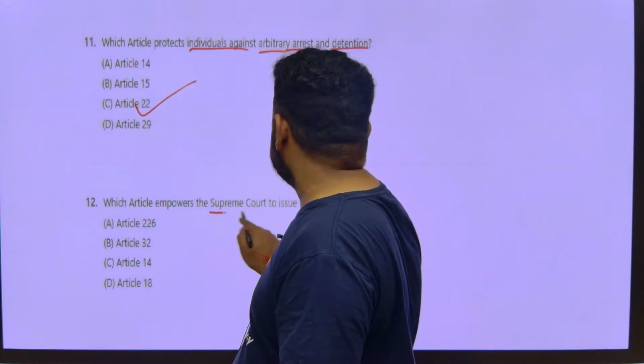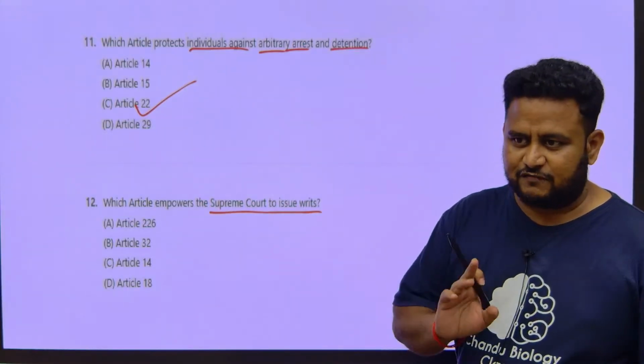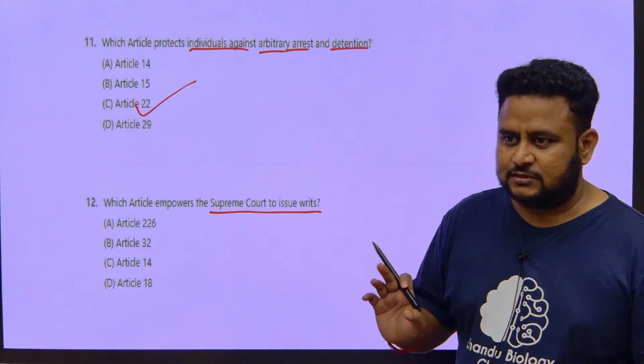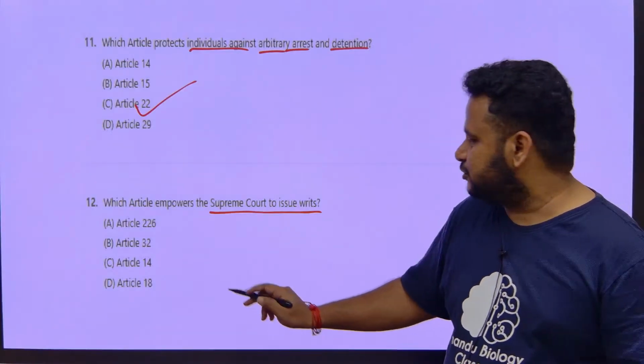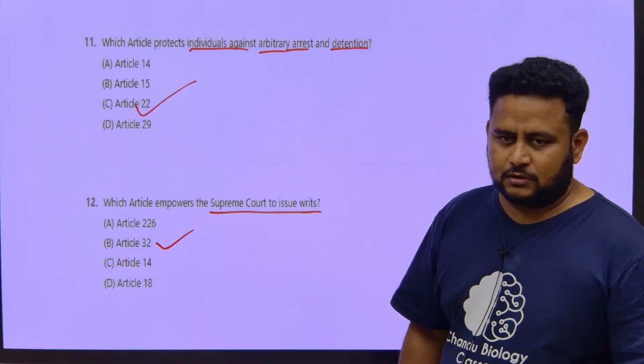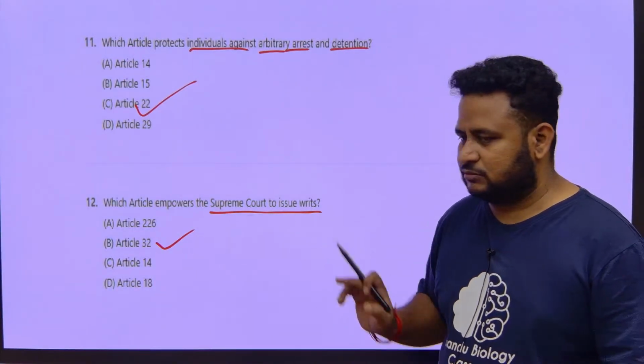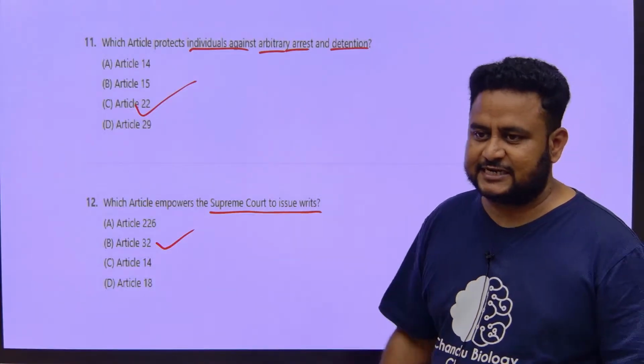Which article empowers the Supreme Court to issue writs? Article 32, sir. Article 32 will issue writs, Supreme Court. 226 is High Court. High Court 226, Supreme Court 32. That is what we discussed majorly today. Article 32.